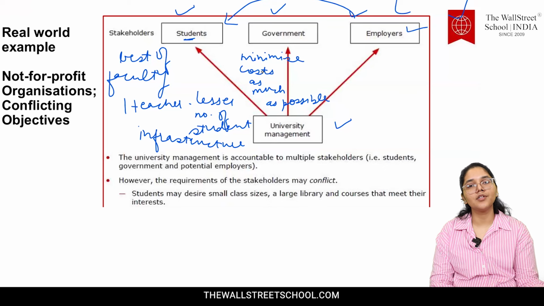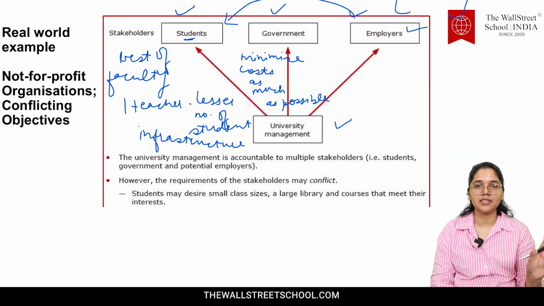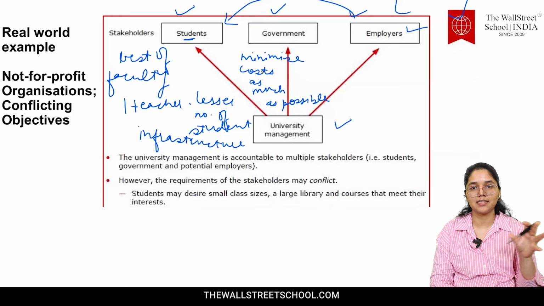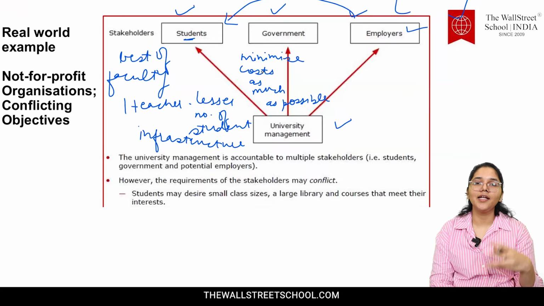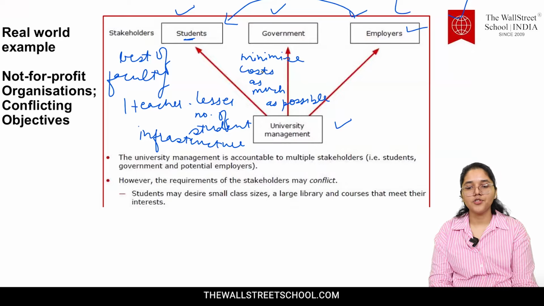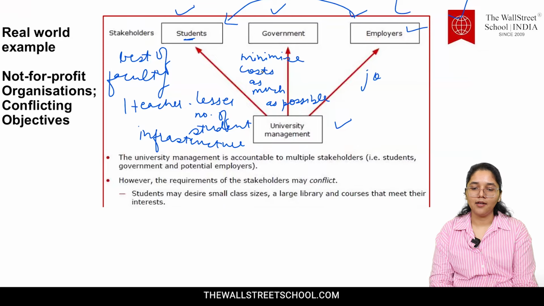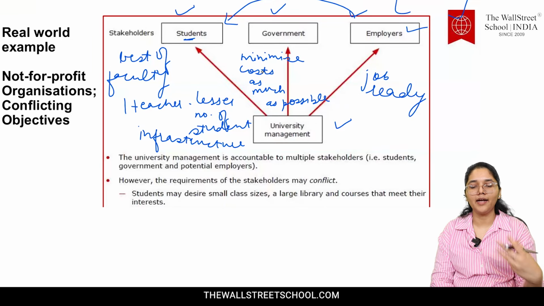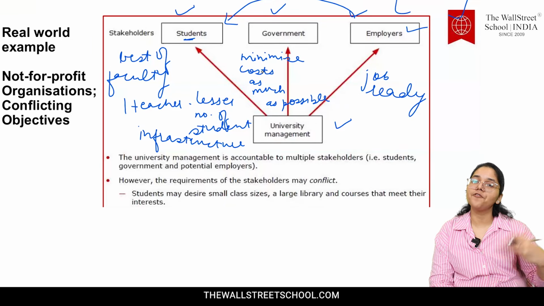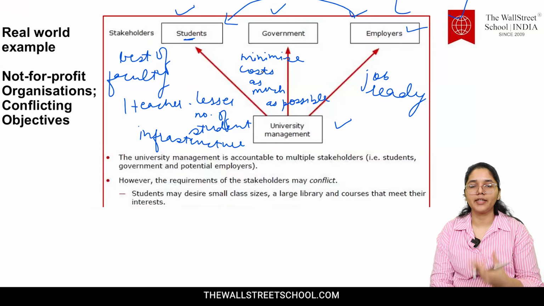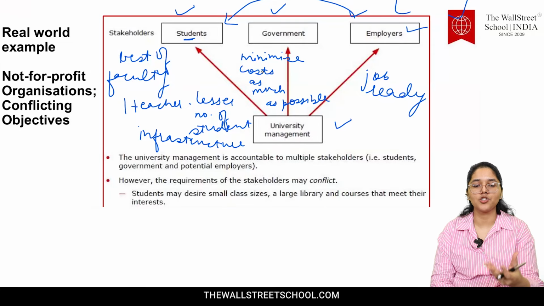What are the employers going to want? They are going to want that the students who study at the university are taught at the best standards so that they are ready to take up the job as soon as they graduate from the college. So they should be job ready. They should have all of the skills that are needed to go ahead in a job. So this is how, because different stakeholders will have different objectives, it becomes very difficult to measure whether the not-for-profit organization is achieving its objective or not.